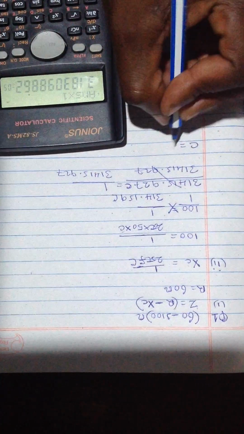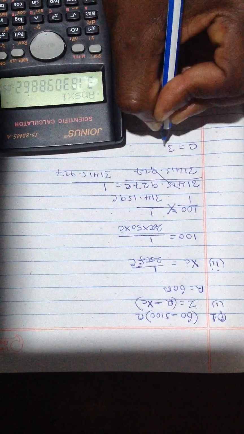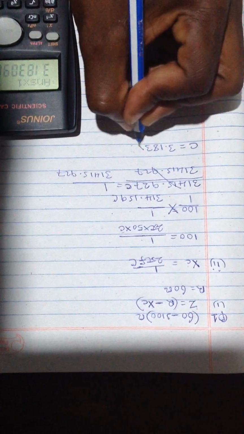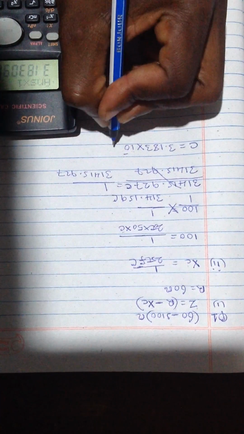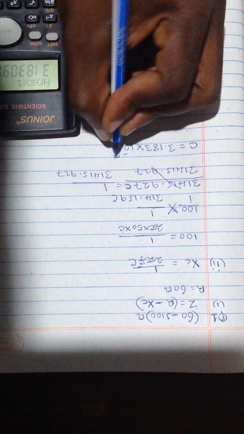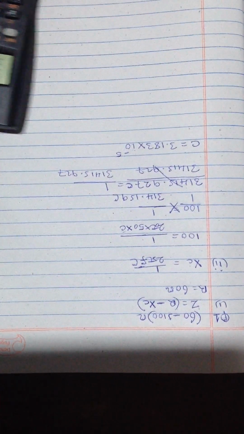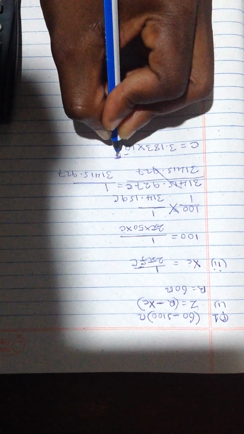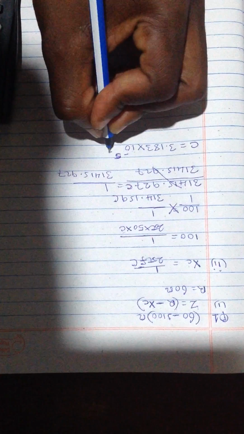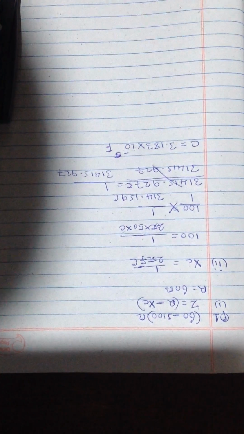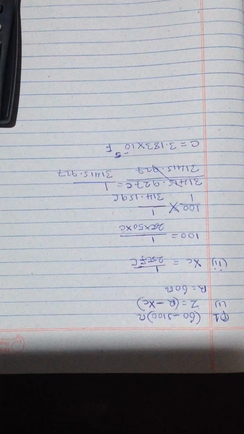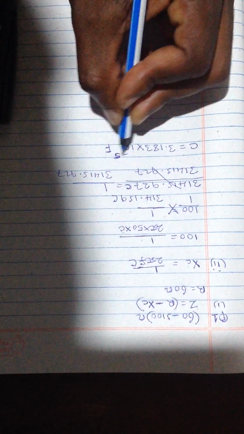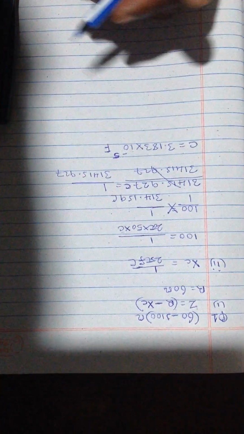Since I have 3.183 times 10 raised to the power negative 5, and we know that the capacitance is measured in what? In farads. So we're going to have this F. Or you can move this point, then you add here to be -6. If I have -6, meaning it becomes a micro.